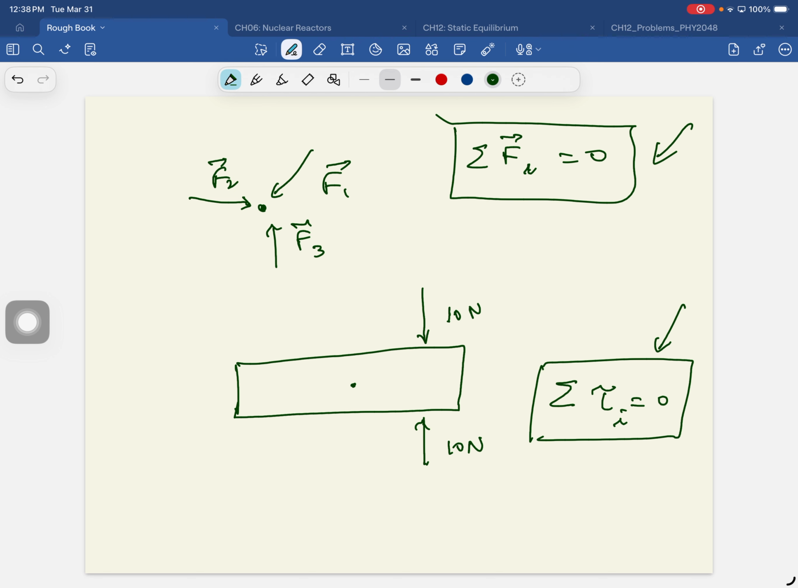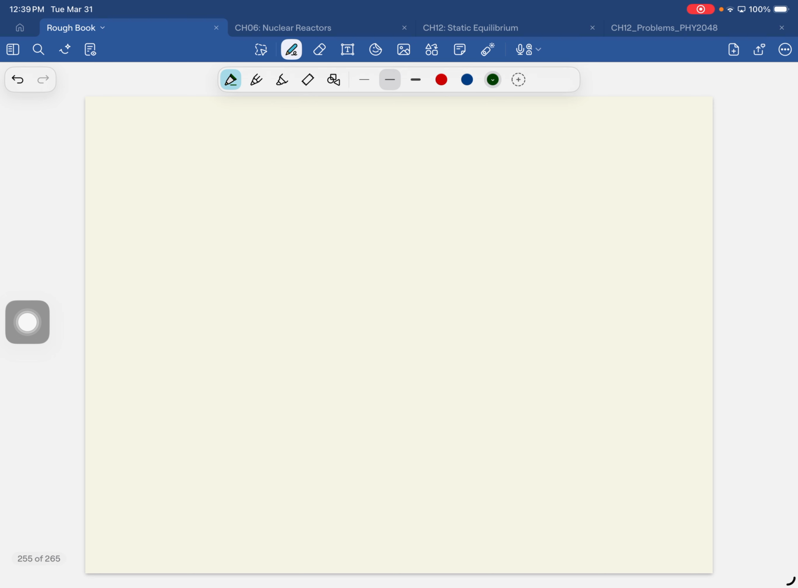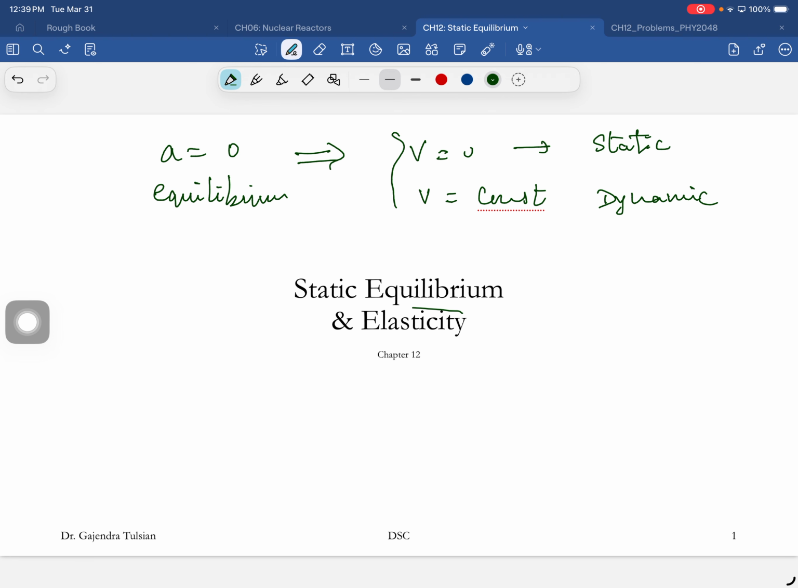So that's static equilibrium. For static equilibrium, you want the sum of the forces to be zero and the sum of the torques to be zero. That's what we want on our bridges and buildings. As forces change, you don't want the building to shake with 100 people or 500 people. All right, now let's talk about elasticity.